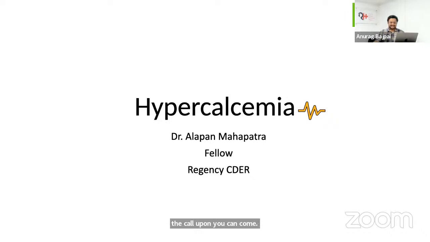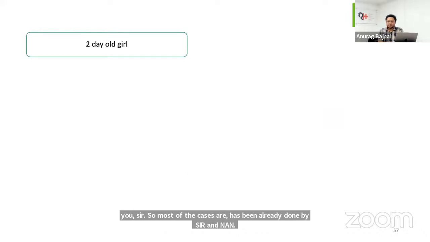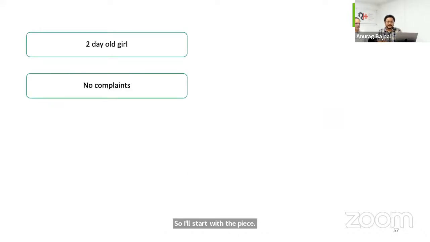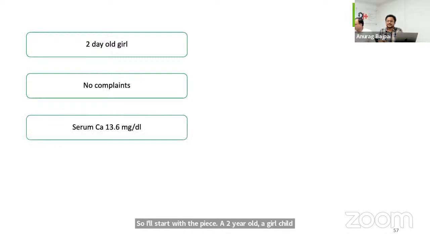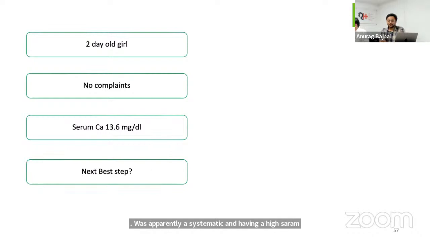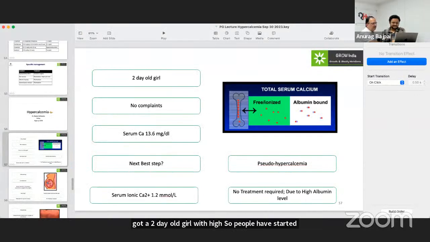Thank you, sir. Most of the cases have already been dealt with by sir and ma'am. So I'll start with the quiz. A 2-year-old girl child who is apparently asymptomatic has a high total serum calcium of 13.6 milligram per dL. What would be the next best step in this case? People have started answering also.